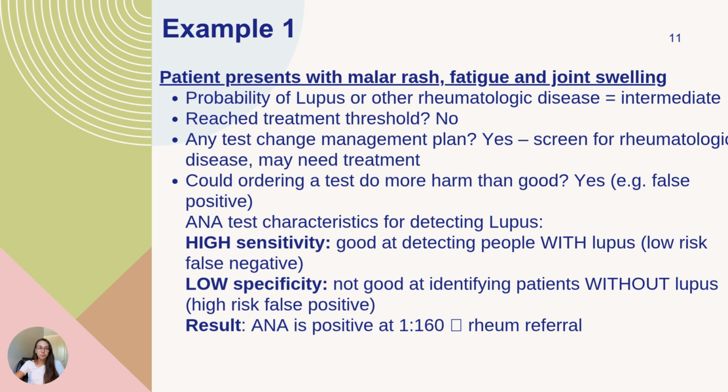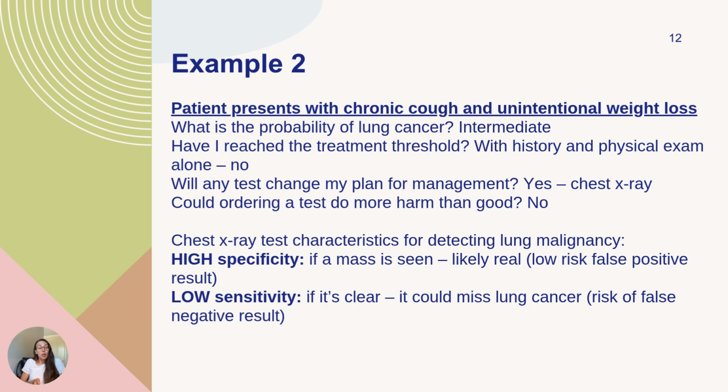So you have to be careful in ordering this test for the correct clinical scenario like the one provided. Example 2, a patient presents with a chronic cough and unintentional weight loss. So right away, that's concerning, right? I'm thinking about a possible tuberculosis, malignancy, thinking about lung cancer or a type of malignancy. My probability right now is intermediate.